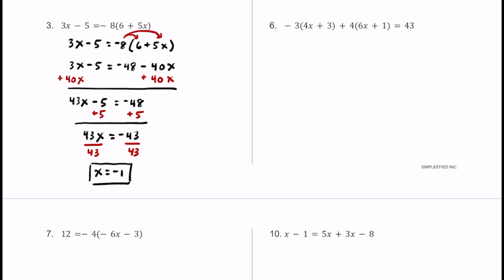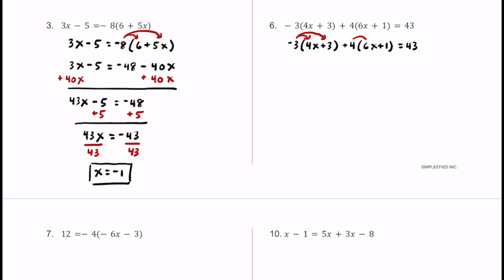All right, number 6. This one looks like we have a couple sets of parentheses. So we have negative 3 times the quantity of 4x plus 3. And then we're adding 4 times the quantity of 6x plus 1. And this whole thing is equal to 43. Okay, so we're going to have to distribute this negative 3 to both of these terms over here.